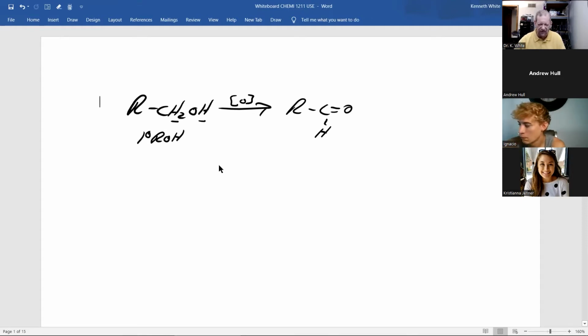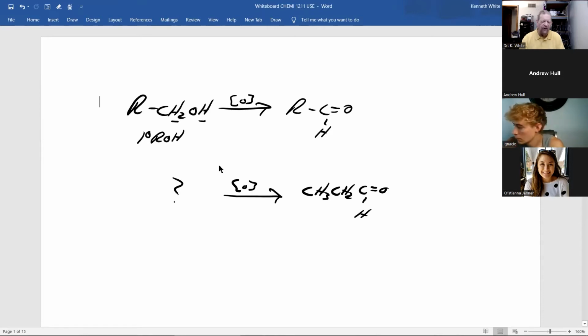We went through some examples, but as I've already mentioned, on test 2, I will have not one synthesis, but 3 or 4 syntheses. You've already lost your rookie status by then. So let's have some fun. What would I oxidize to make that molecule? Your turn.